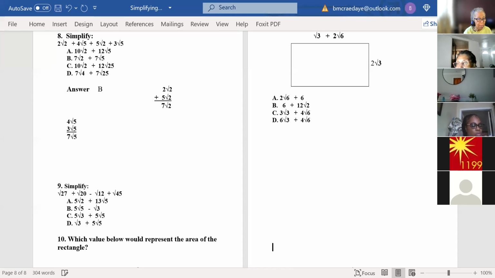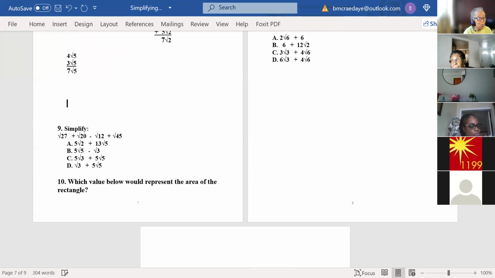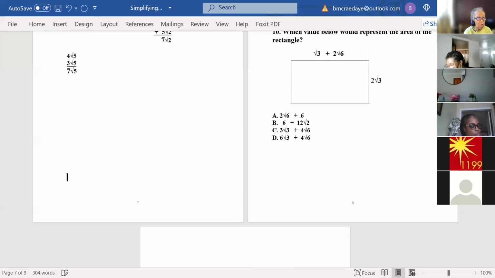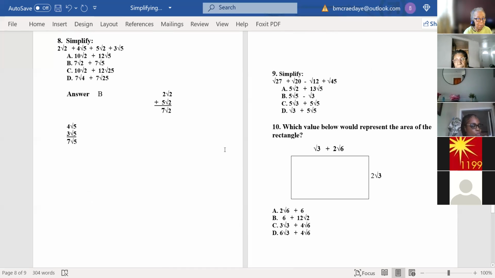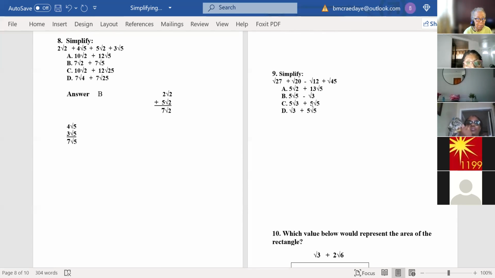Okay, so that was number 8. Let's go to number 9. Now this one, I want you to try it. You have to simplify each one of these one at a time: simplify the square root of 27, the square root of 20, the square root of 12, and the square root of 45. Once you simplify these, you'll have coefficients and radicals, and you can combine them.